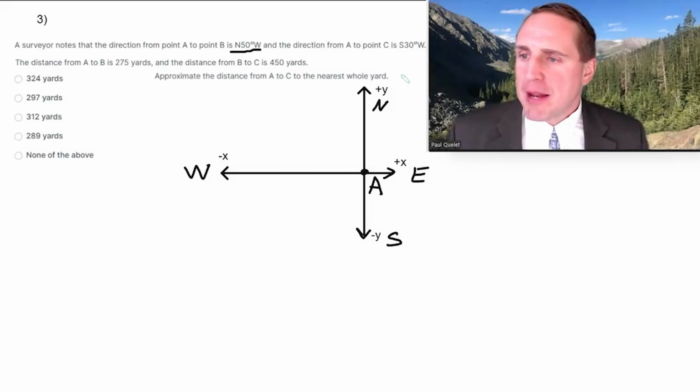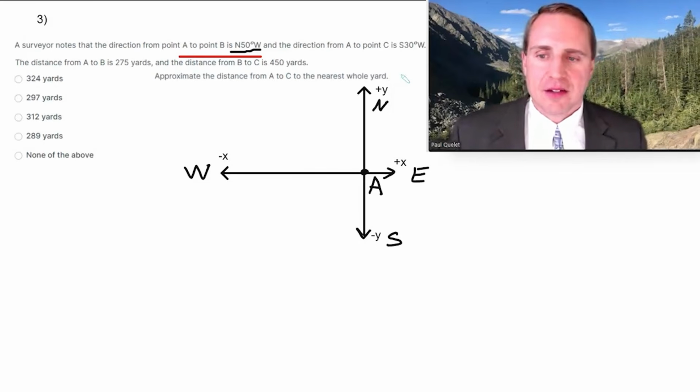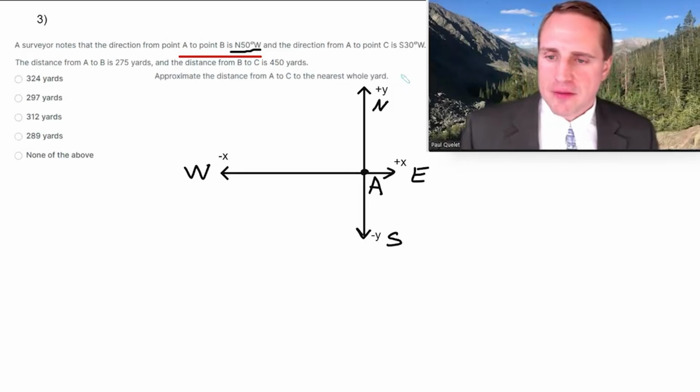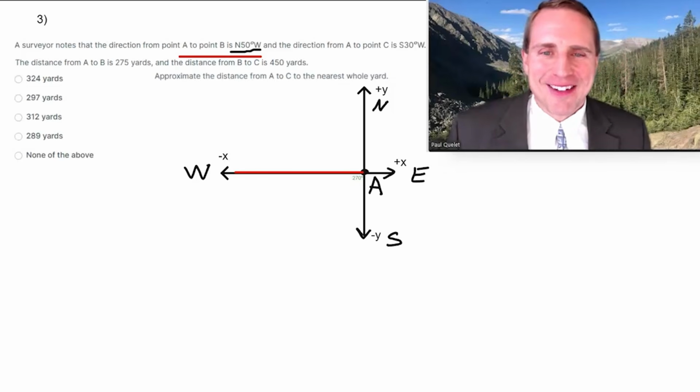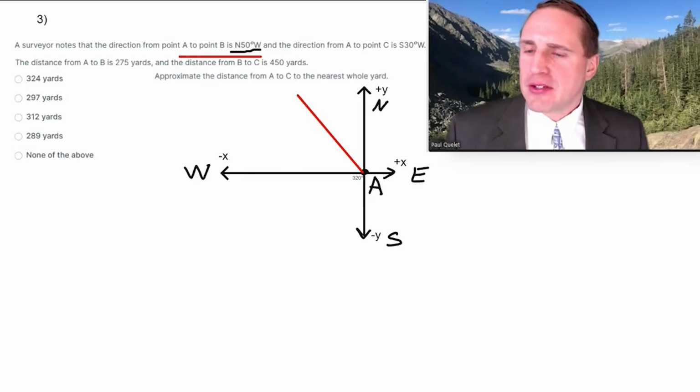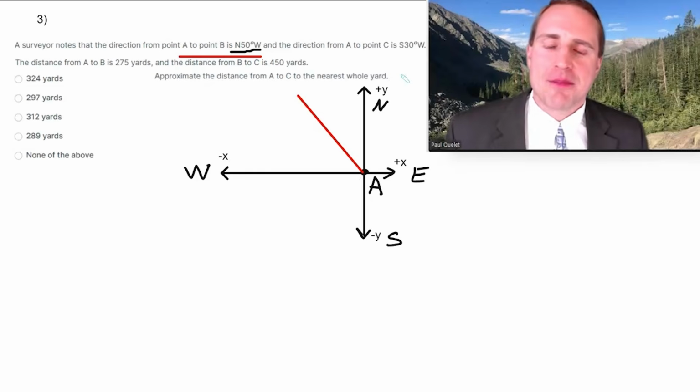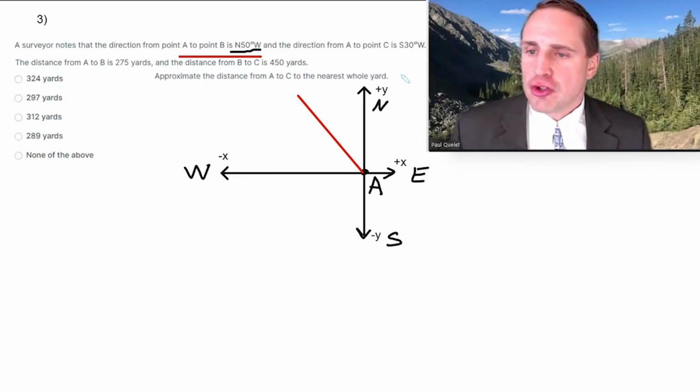All right, so point A to point B is 50 degrees north of west. So notice the way I have it set up here on my software, 270 is shown to be straight west. So if I go 50 degrees north of that, that's going to be 320 here. And point A to B is 275 yards. So let's just make it maybe that long. So this is 275 yards. Now that's up to point B here. So let's label this as point B. And again, this right here is a 50-degree angle.